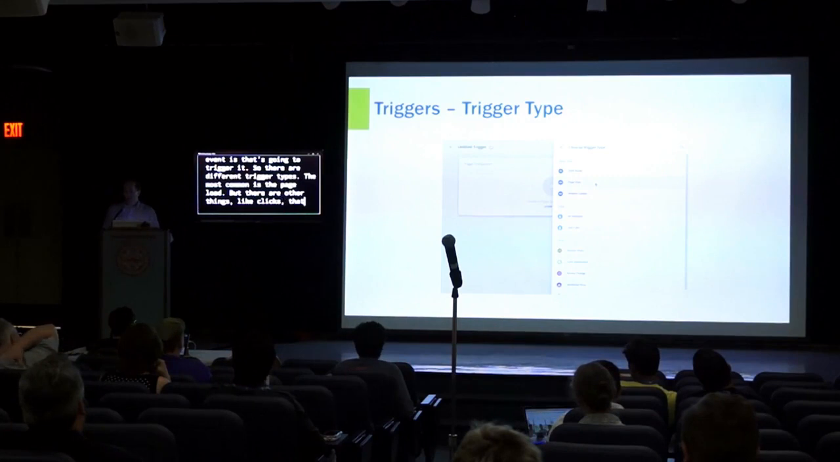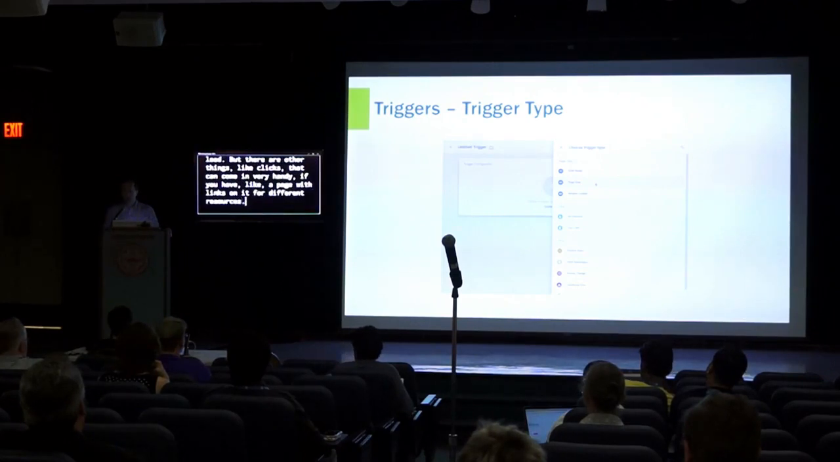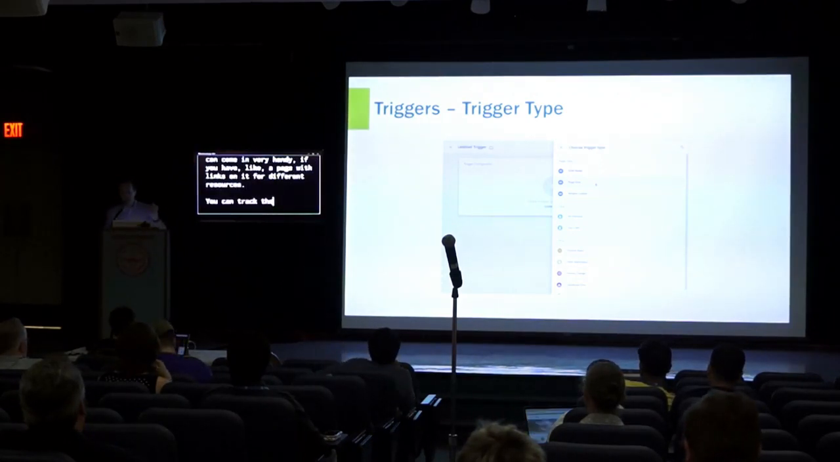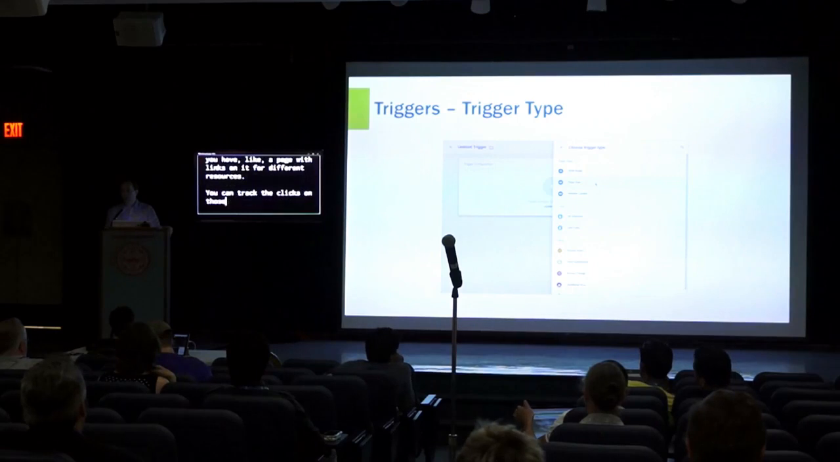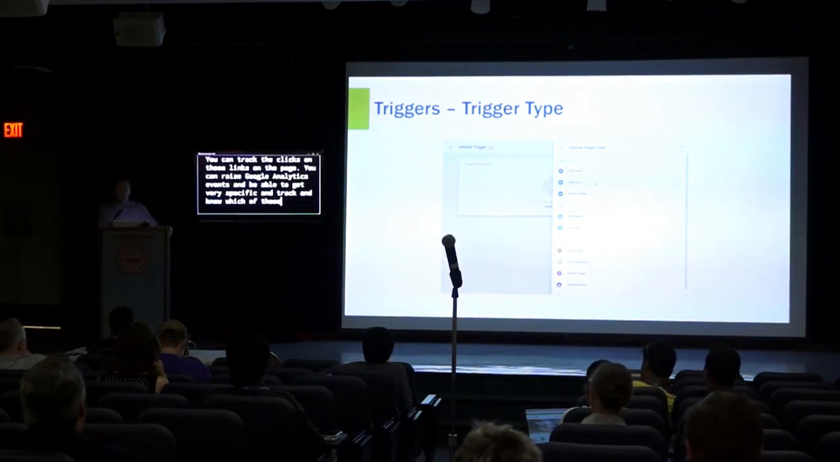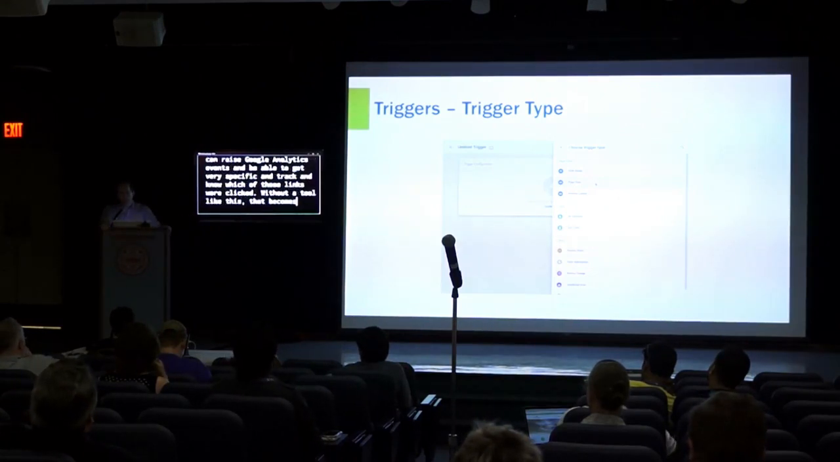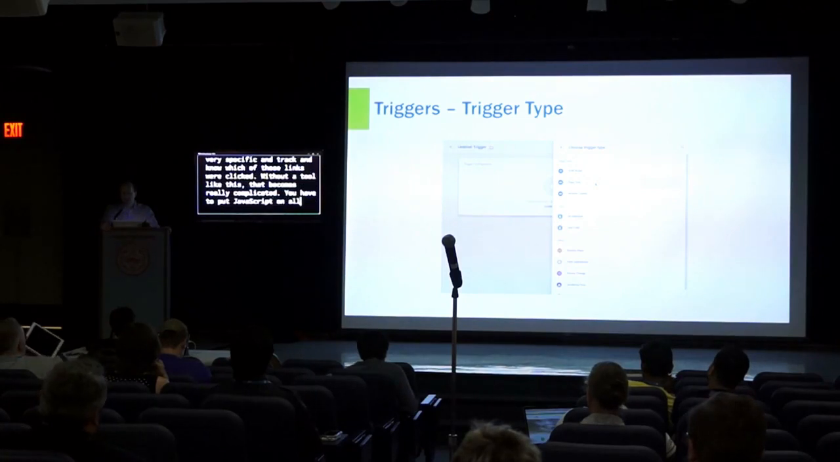That can come in very handy if you have a page with links on it for different resources. You can track the clicks on those links on the page. You can raise Google Analytics events and get very specific and know which of those links were clicked. Without a tool like this, that becomes really complicated. You have to put JavaScript on all the links. It can get very messy. This makes it much easier.